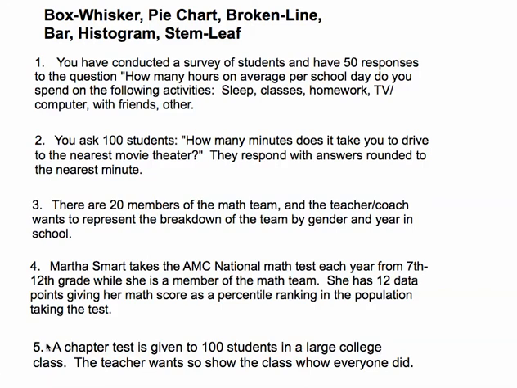Okay. So in number 4, Martha Smat takes the AMC math test each year, 7th through 12th grade. So that's going to be 6 data points while she's a math team member. Actually, she takes it twice yearly, I meant to say, 12 data points, giving her a math score as a percentile ranking in the population. This is happening over time. You can chart her progress as she learns more math and gets better. So I would do a broken line graph with this.